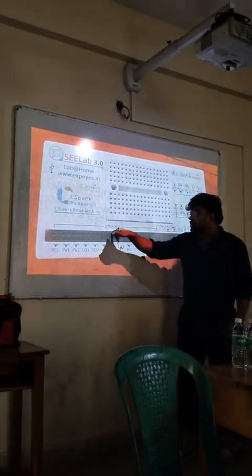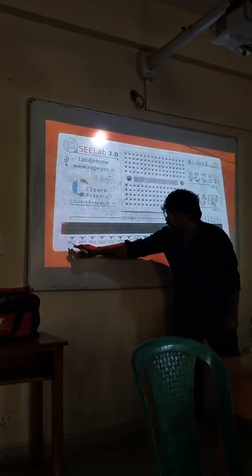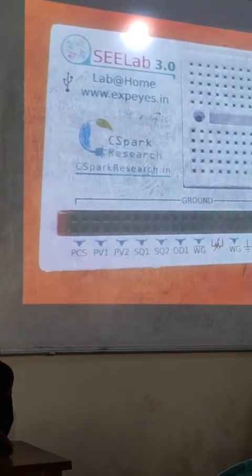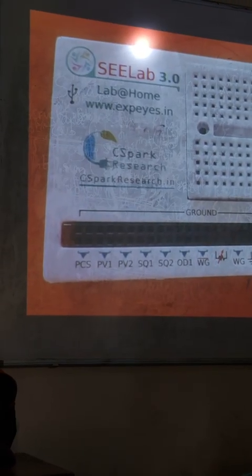Socket. Okay, you can push pins into this, and there are two rows. In the bottom row here, this is PCS. So these two are for PCS, which is a programmable current source. So you can get a constant current output which you can adjust from 0 to 3 milliamperes. On Expeyes it's called CCS, which is constant current source at 1 milliampere.